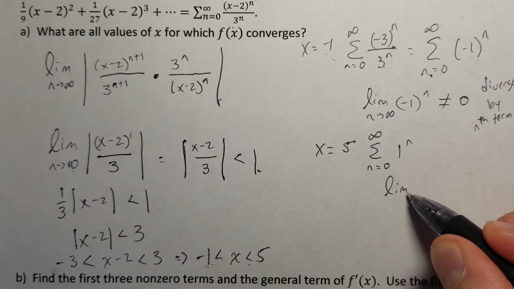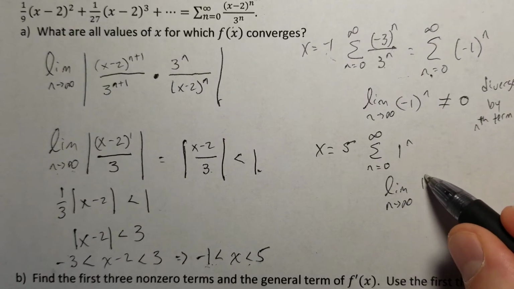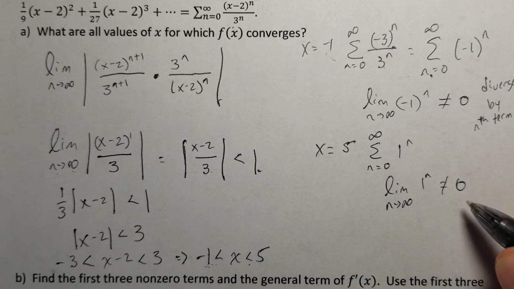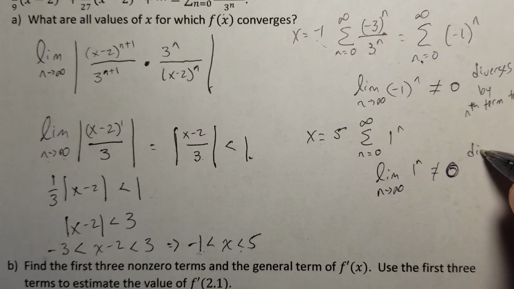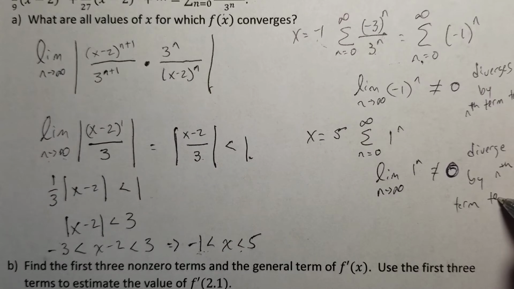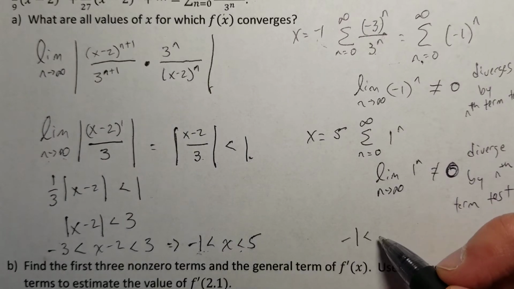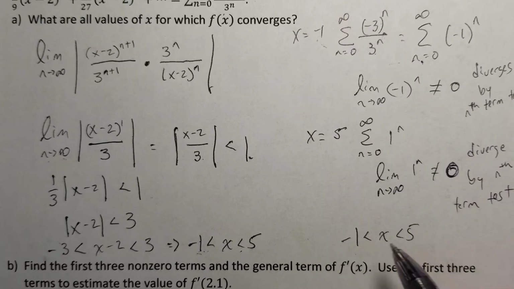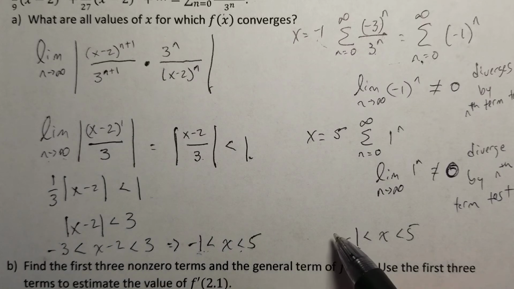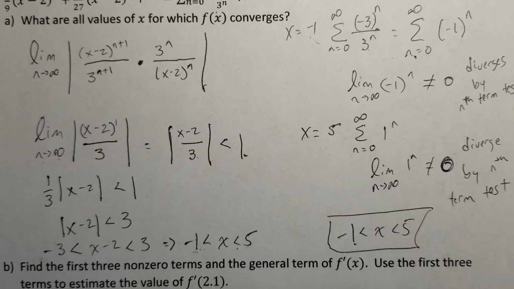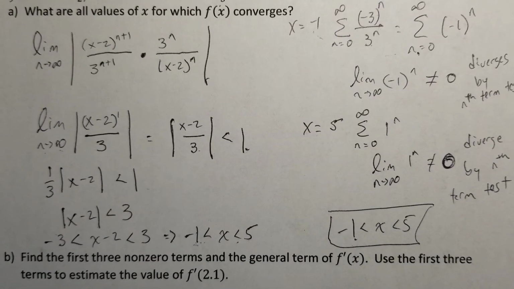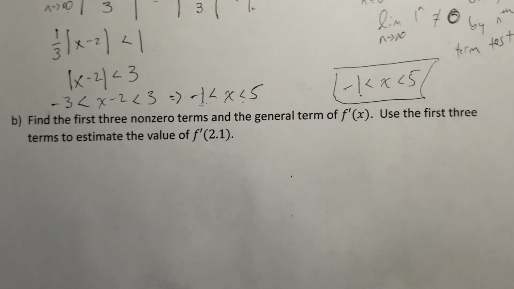And again, if I'm taking the limit as n goes to infinity here, this is not going to go to 0. So therefore, this will diverge by the nth term test as well. So our interval excludes the endpoints of -1 and +5, and our values of x are just the numbers that lie between those. Ratio test. All right, let's go ahead and try letter B.